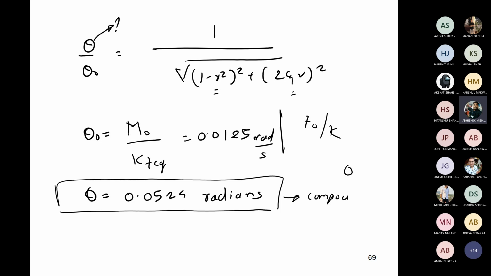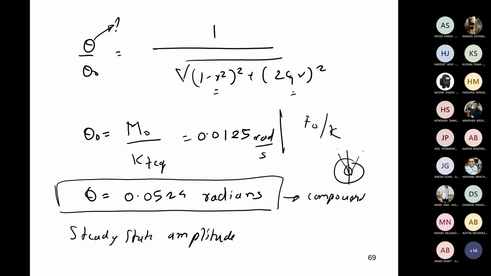Correct? So there is a compound wheel, one is smaller. Sir, we can use the formula L equal to R theta, that is R into theta. Correct. So what will be the steady state amplitude of mass? That will be equal to R into theta. Right? So that is R is 0.1 into theta, that is equal to 5.24 into 10 raised to minus 3 meters. So that is the steady state amplitude of the mass.